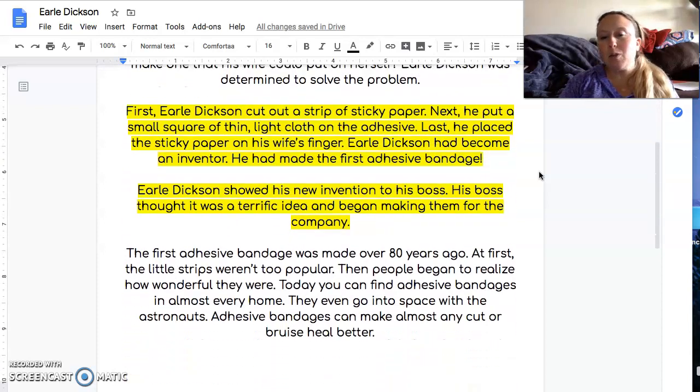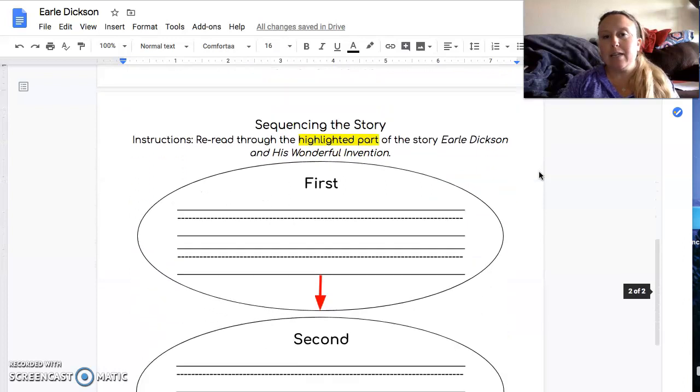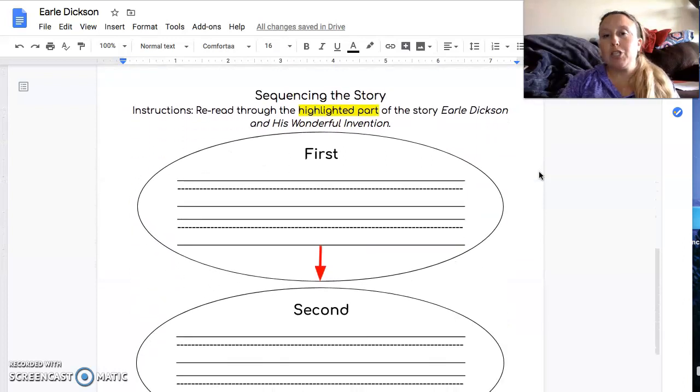Okay, so I'm going to scroll down my pages, and I'm going to show you the next part. So this part, you can see in front of you, it says sequencing the story.